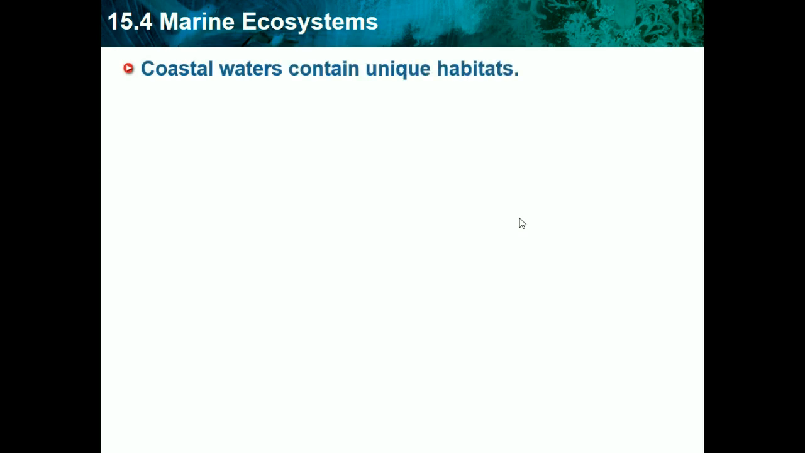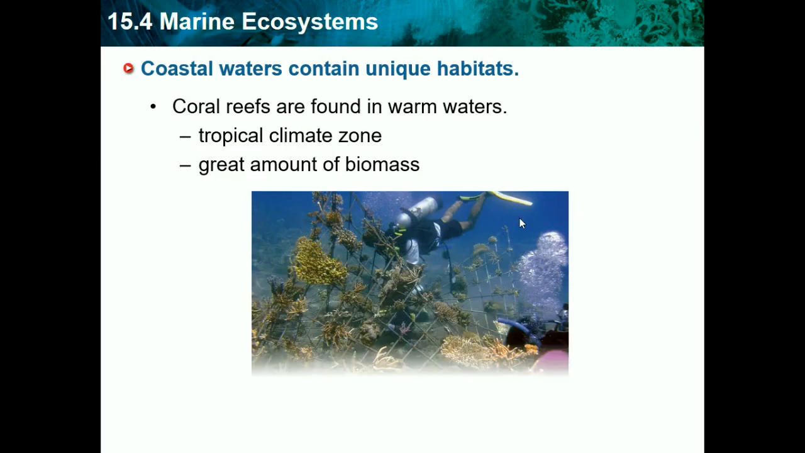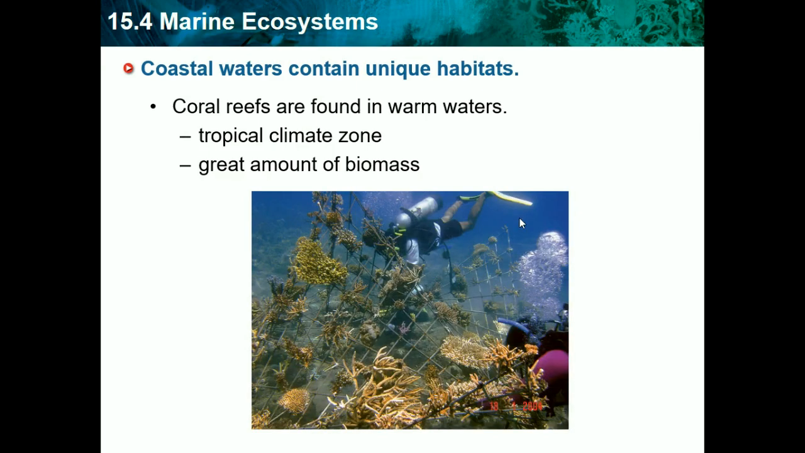Coastal waters contain unique habitats. Coral reefs are found in warm waters. So you might have gone scuba diving and seen a reef, and they're usually in warmer areas, and we know that there are lots and lots of animals. There's lots of biodiversity in a coral reef. They're usually in tropical climate zones, and they have great amounts of biomass. So here's an example of a coral reef. There aren't many fish in this picture, but usually there are tons of fish.